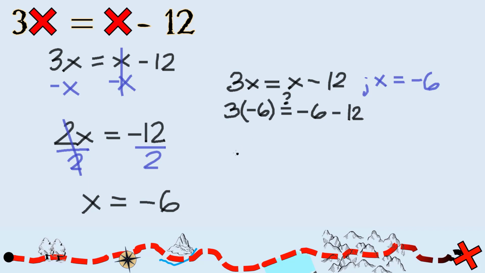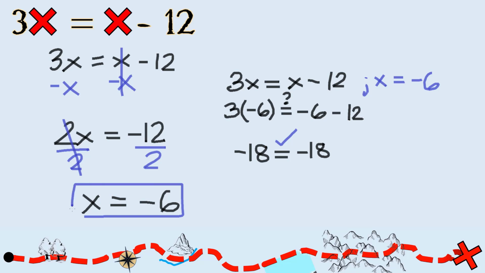3 times negative 6 is negative 18. We have here on the other side, negative 6 minus 12. Please don't forget to apply the correct operations. You will still get here negative 18. Once you arrive to this, you already verify that our answer for the unknown is correct, which is x equals negative 6. This is now the value of the unknown for this given equation.